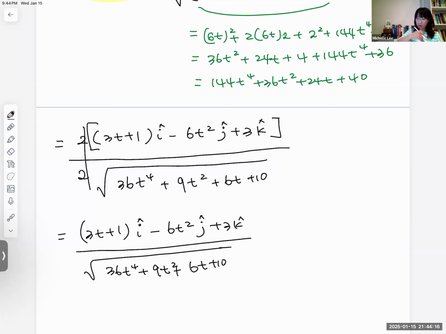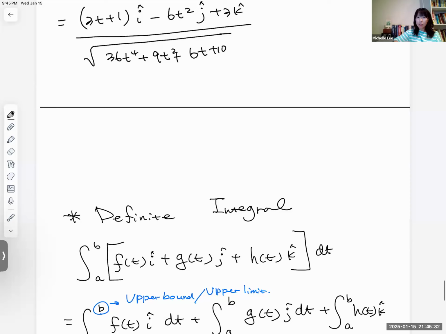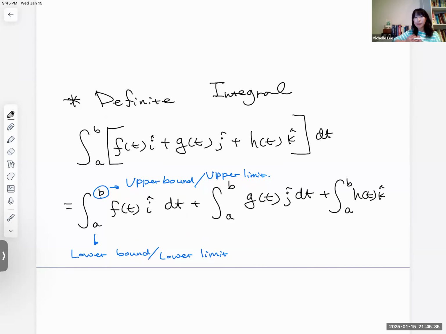Okay, so that was the derivative, right? Let's do integration. So definite integral. It's the same as for a real-valued function. So we have definite integration, which means there is a lower bound and an upper bound, right? And then we integrate respectively: first term, second term, and third term. Okay, let's calculate.